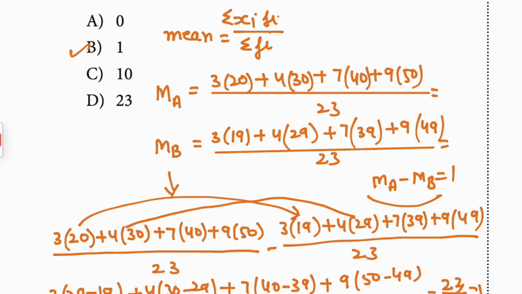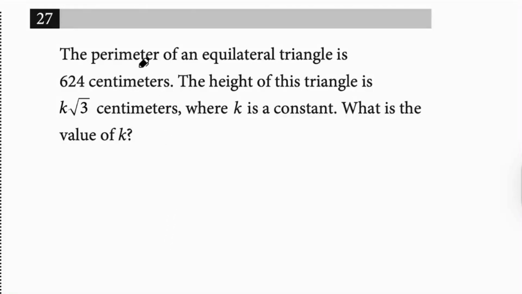Interesting question. Number 27, the perimeter of an equilateral triangle is 624 centimeters. The height of this triangle is k root 3 centimeters, where k is a constant. What is the value of k? Now, first let's understand the equilateral triangle first. It is a very beautiful symmetrical kind of triangle, and many properties themselves tell us the answer.